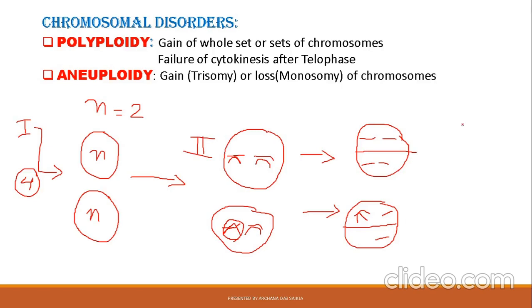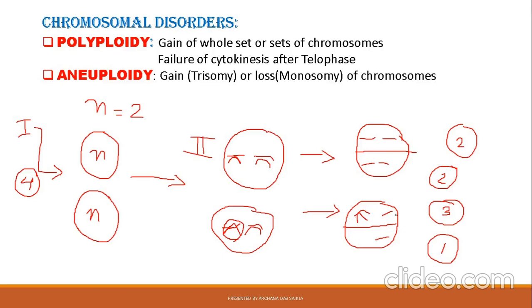We will get 4 cells. The first one here will have 2, the second one will have 2, the third one will have 3, and the fourth one will have 1. So this will be the number of chromosomes in the gametes. Normally it should have happened that 2, 2, 2 and 2.